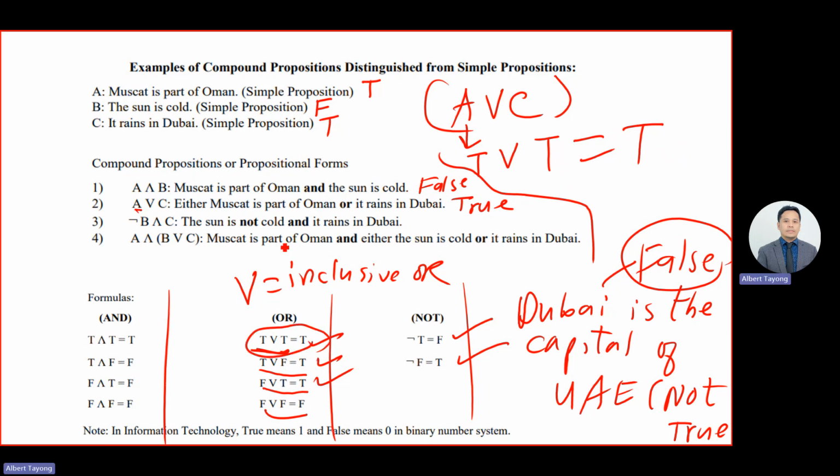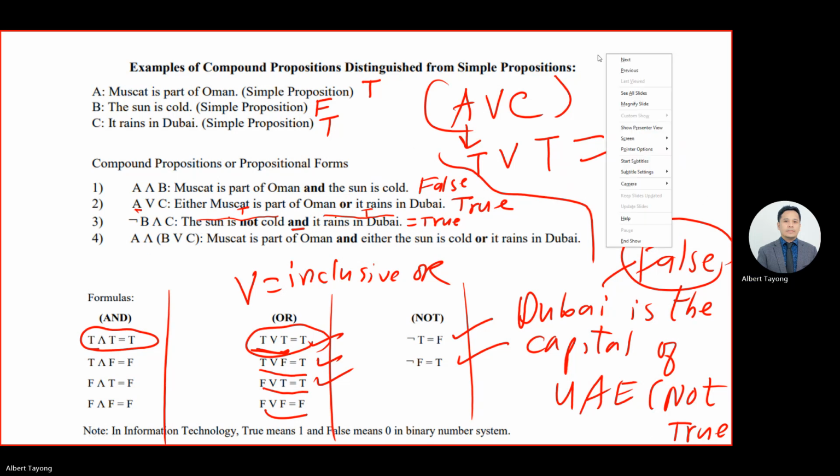For the third one, the sun is not cold, which is true. And it rains in Dubai is also true. So the answer is true as well, because you have true and true equals true. The sun is not cold, the sun is hot, so it is true. And it rains in Dubai is true. So it becomes true. Let's try to answer number 4.